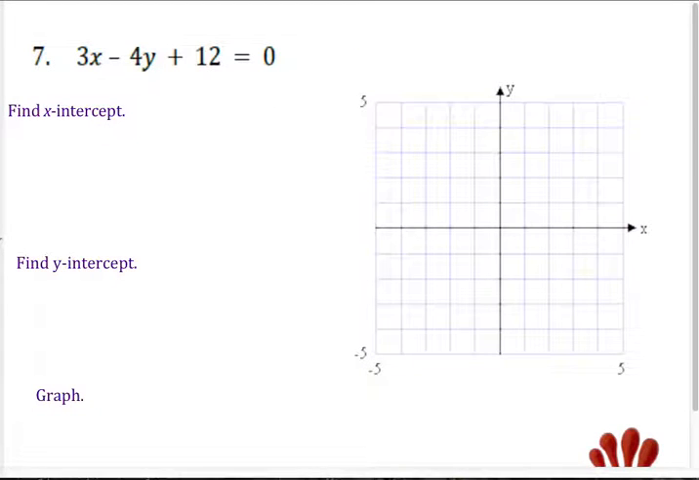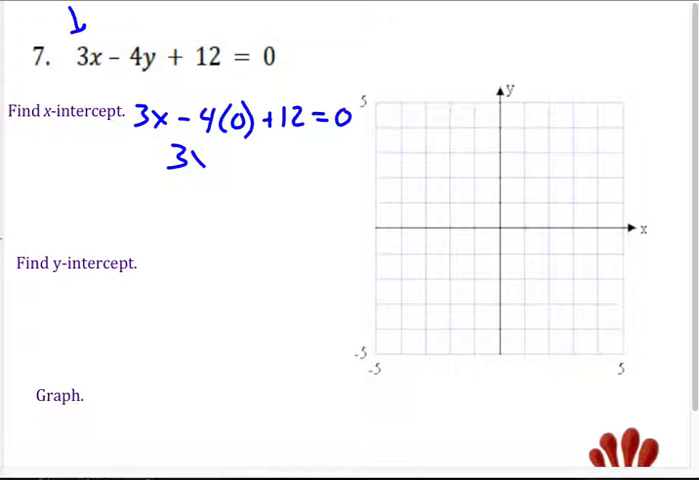Moving along here. It says find x-intercept, y-intercept, and then graph. Okay. When you ever want to find your x-intercept, where something crosses, we'll say it crosses the x-axis right here. My y value here is 0. So if you ever want to find your x-intercept, you plug in 0 for y. So I'm going to take this equation right here, 3x minus 4, and plug 0 in there. And the reason I'm plugging 0 in is I want to find my x-intercept. Plus 12 equals 0. So it's 3x minus 0 plus 12 equals 0.